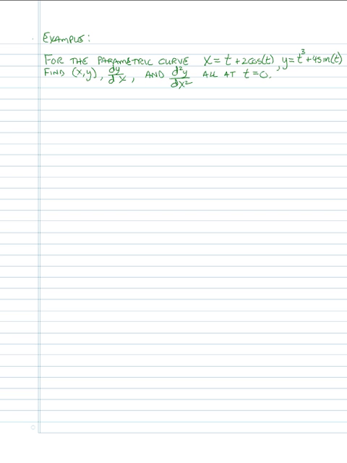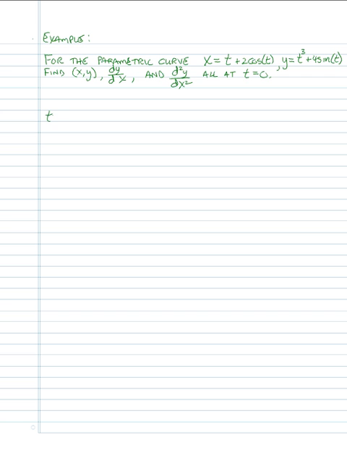For the parametric curve x equals t plus 2 cosine t along with y equals t cubed plus 4 sine t, we're to find the point x comma y, the derivative of y with respect to x, and the second derivative of y with respect to x, all at the t value of 0. I've put in here find the point x comma y because when we're looking at the curve, we want to know at a particular t value where we are on the curve and what tangent line we're finding. So we'll start out very simply, and this is not difficult at all.